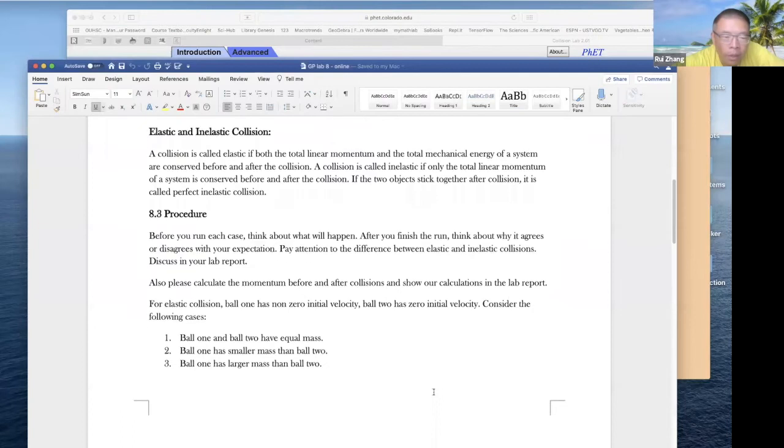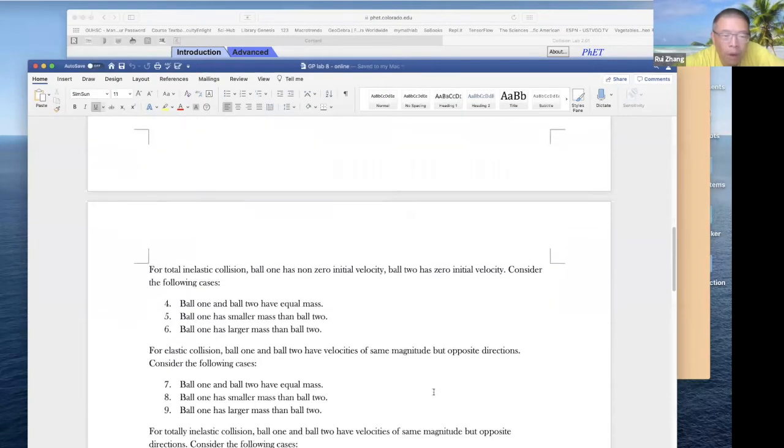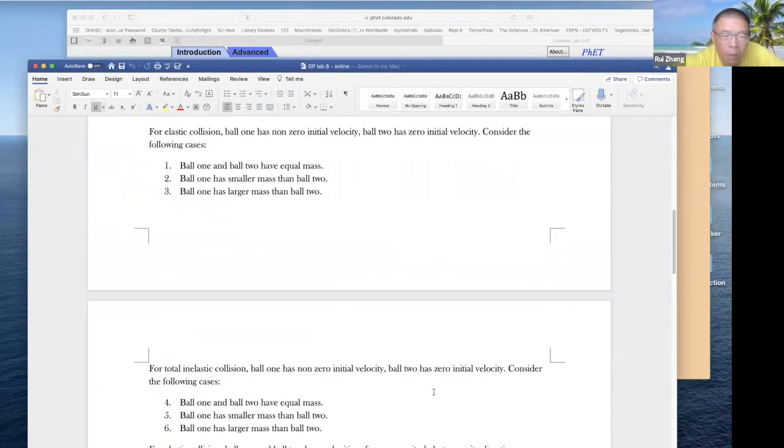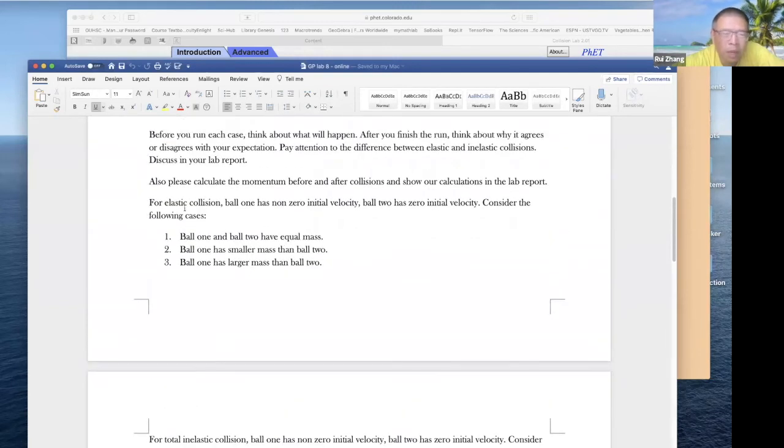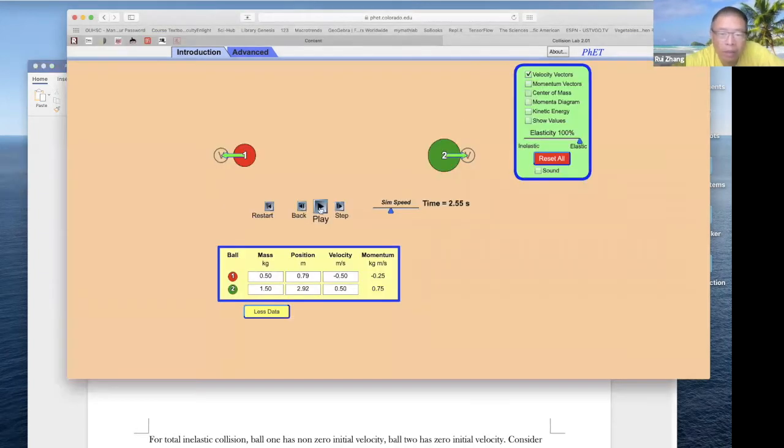There are basically four different parts of things you do. Each part you do 3 trials. The first one is an elastic collision. Give ball 1 non-zero initial velocity, ball 2 zero initial velocity, and then consider these 3 cases: equal mass, ball 1 has smaller mass than ball 2, and ball 1 has larger mass than ball 2. You'll see that their behavior is totally different, okay?